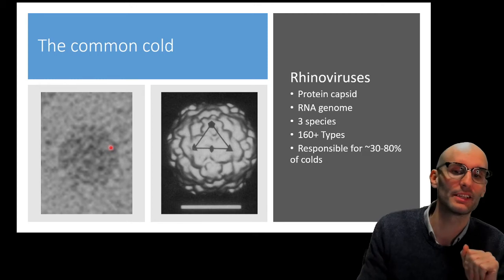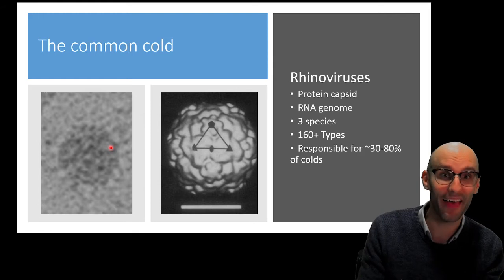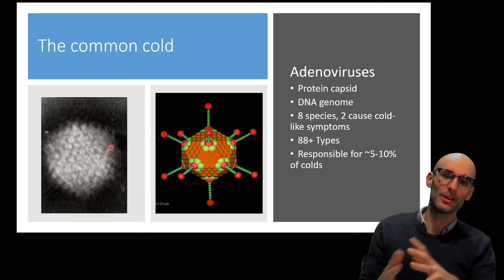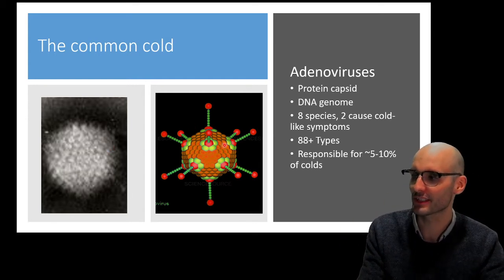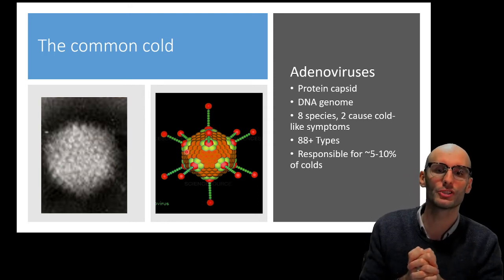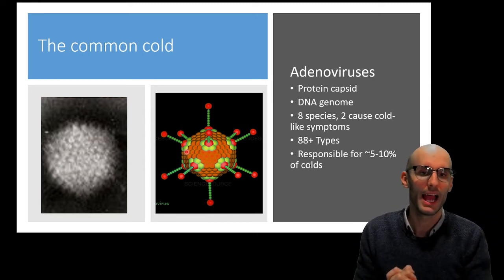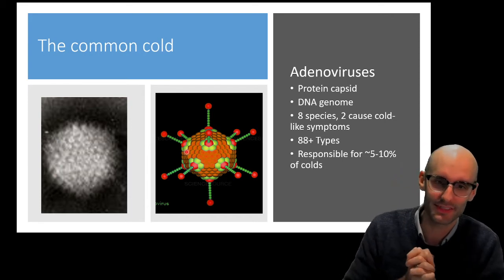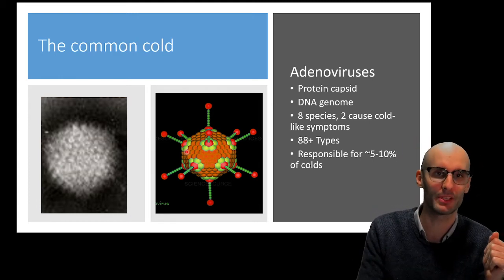Now, rhinoviruses cover about 30 to 80% of the common cold. So what are those other non-rhinovirus common cold viruses? Well, another one is the adenovirus. Now, it has a protein capsid. Again, very cool geometric structures here. Icosahedral, we call these. Very, very cool shapes. It has a DNA genome. There's 8 species, 2 of which cause cold-like symptoms. The other ones often cause things like intestinal diseases. There's loads of types, 88 plus types, and it's responsible for 5 to 10% of common colds.